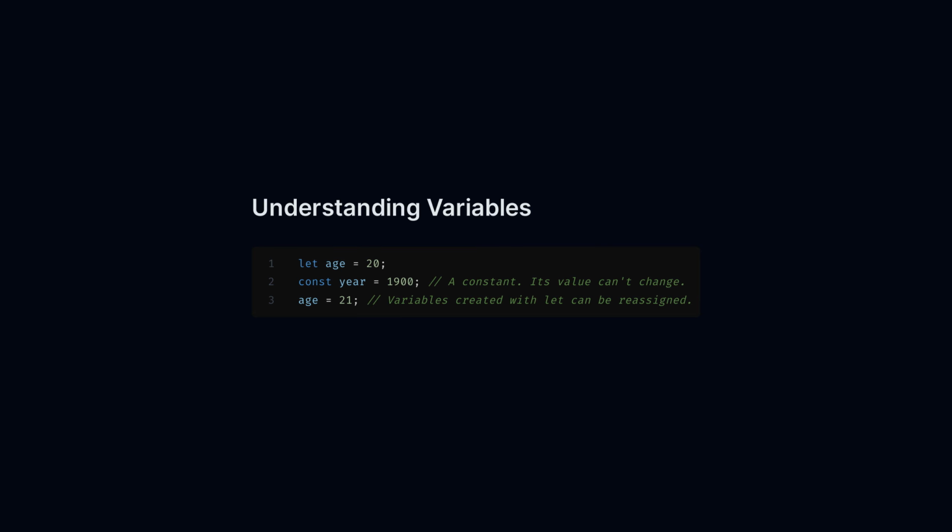The code snippet on the slide illustrates these concepts. As you see, we declared an age variable with let and later reassigned its value from 20 to 21. The year variable, on the other hand, is a constant, and its value remains 1900. It can't be changed after being set. Understanding these two types of declarations is fundamental, so let's move on when you're ready.